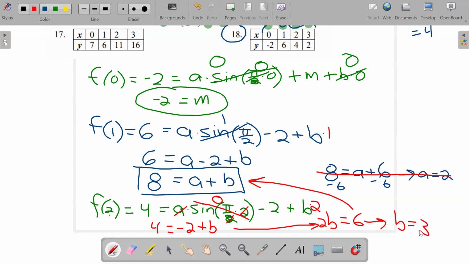If b is 3, we can again come back here. That's going to give me 8 equals a plus 3, because our b is 3. Subtracting the 3 over, it looks like a is 5. So I made one mistake so far. I may have made others I haven't caught yet. We have a 4th point we can use to check to see that this works out.